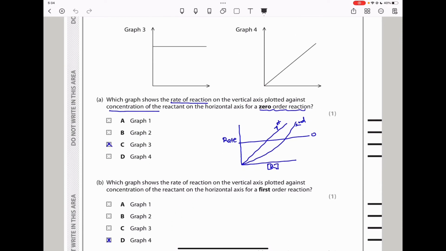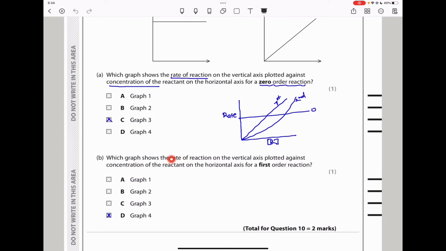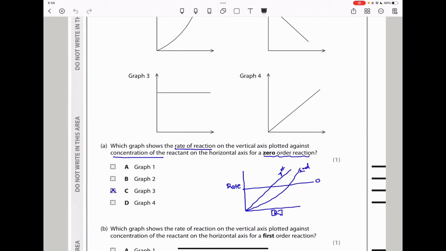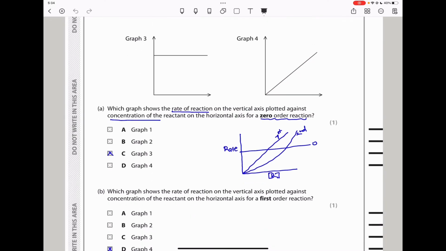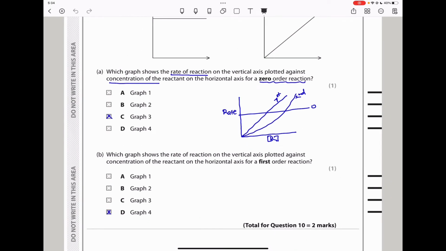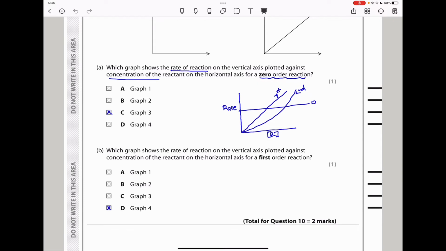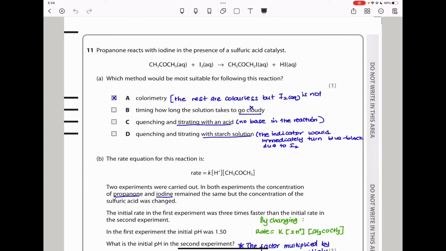The next, they say, which graph shows the rate of reaction on the vertical axis plotted against concentration of the reactant on the horizontal axis for a first order reaction? Of course, like that. So we will go back to our curve and look for anything that matches that. It's only this graph 4. Therefore, the answer should be graph 4, which is D. Let's go on to question 11. Question 11 says, propanone reacts with iodine in the presence of sulfuric acid as a catalyst.